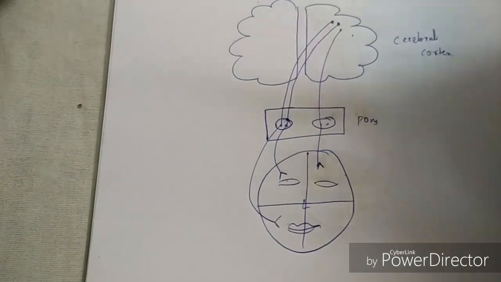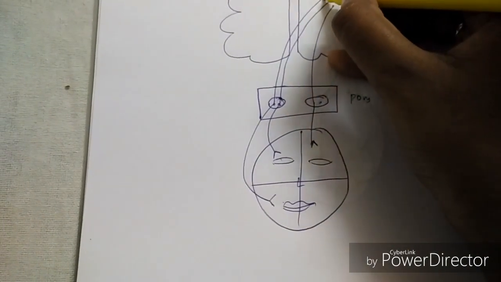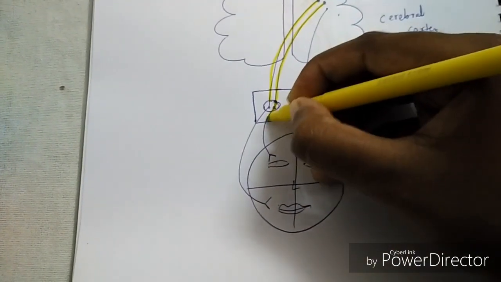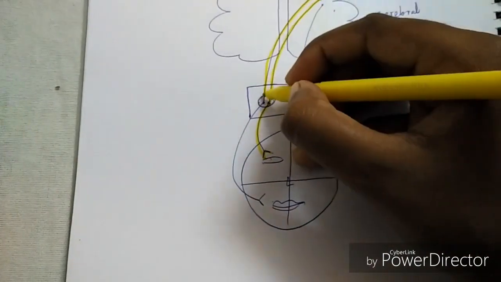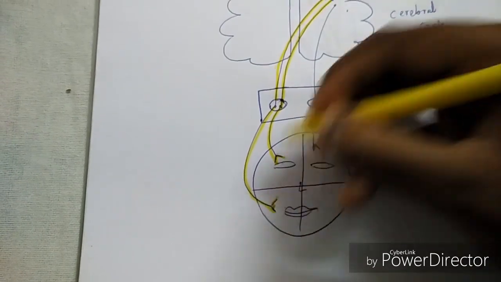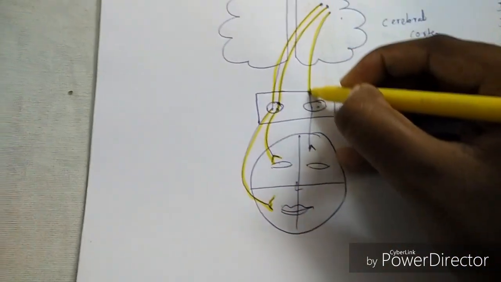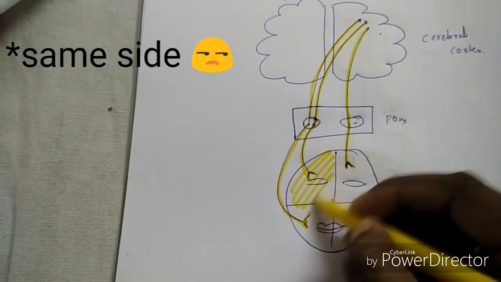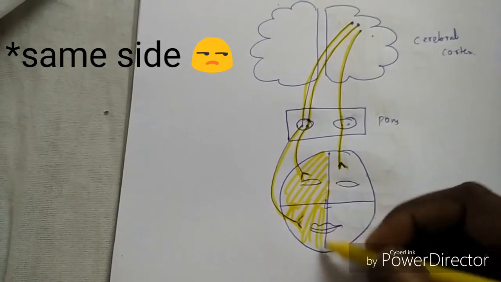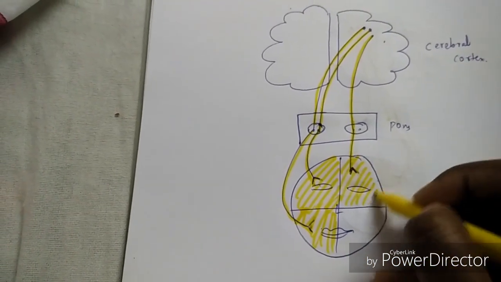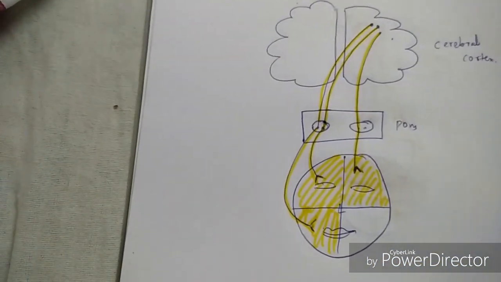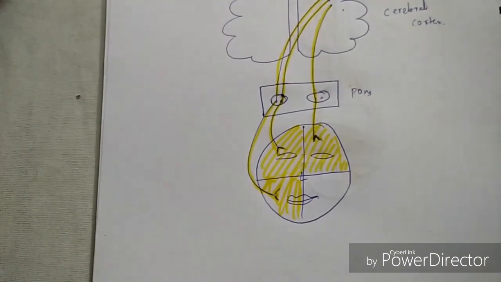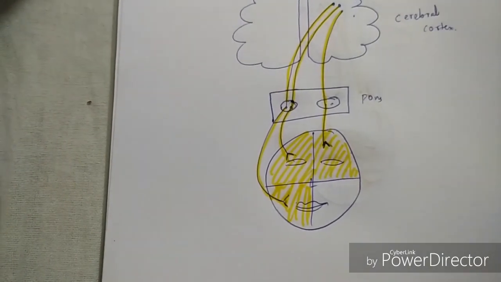I'm going to color this so that you'll understand it better. Upper motor nerve fibers coming to supply the face, and to supply the opposite side upper half of face. So from one cerebral cortex we get the nerve supply to 3/4 of our face.